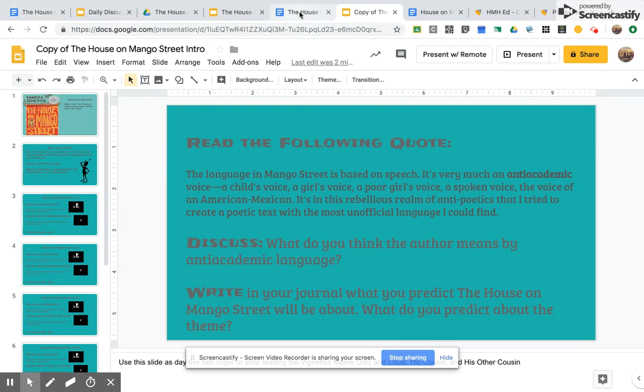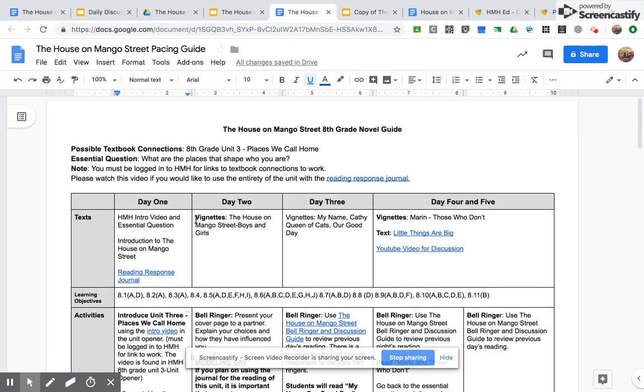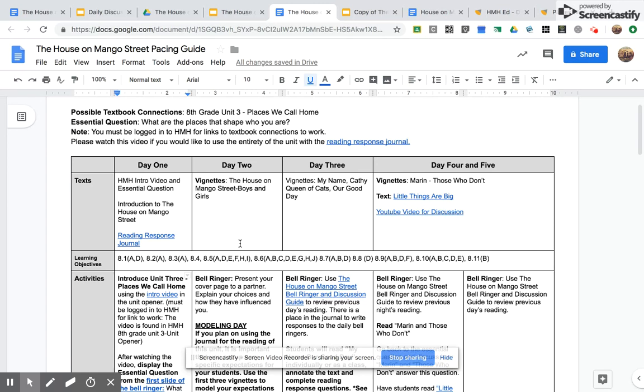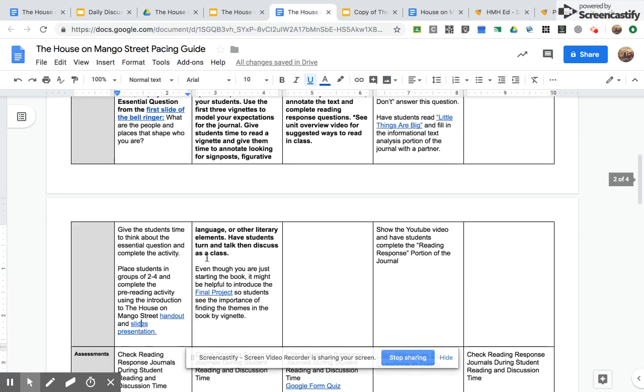So back to the pacing guide. Now we have day 2. These are the vignettes that you want to read, and you can read them as a class. You can do a whole class read, or have them read individually. On the first day, I would read them as a class together and give them very specific expectations of what you're looking for. Okay, so like I said here, it's modeling day.